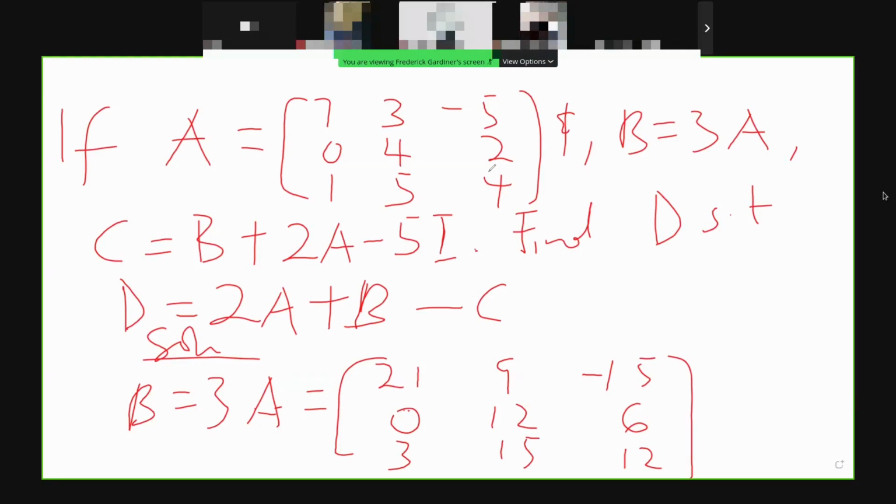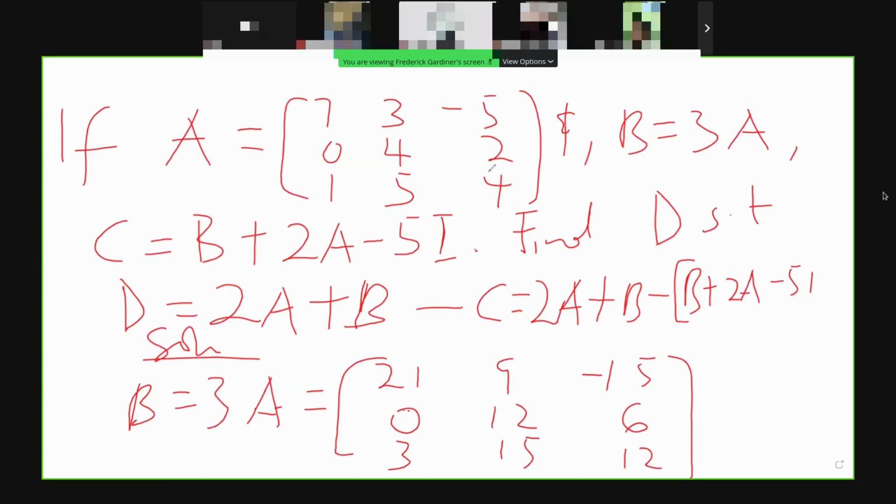So he's saying this D is the same as 2A plus B minus B plus 2A minus 5I. So that you really don't have to look for C. Do you get what he's trying to say? The substitution you are going to do for what I've underlined, the one in the bracket, will be the same as the C that you are looking for. So it will all give you the same answer.